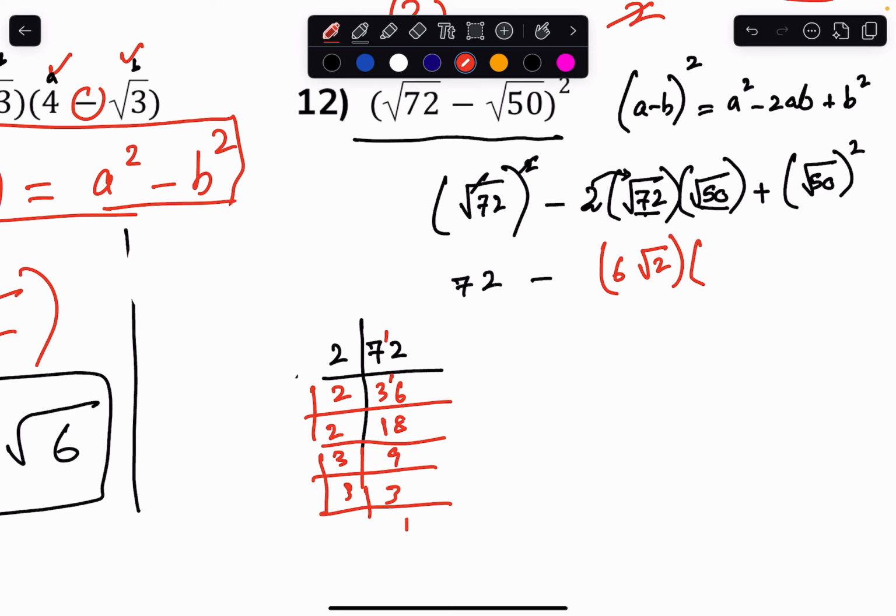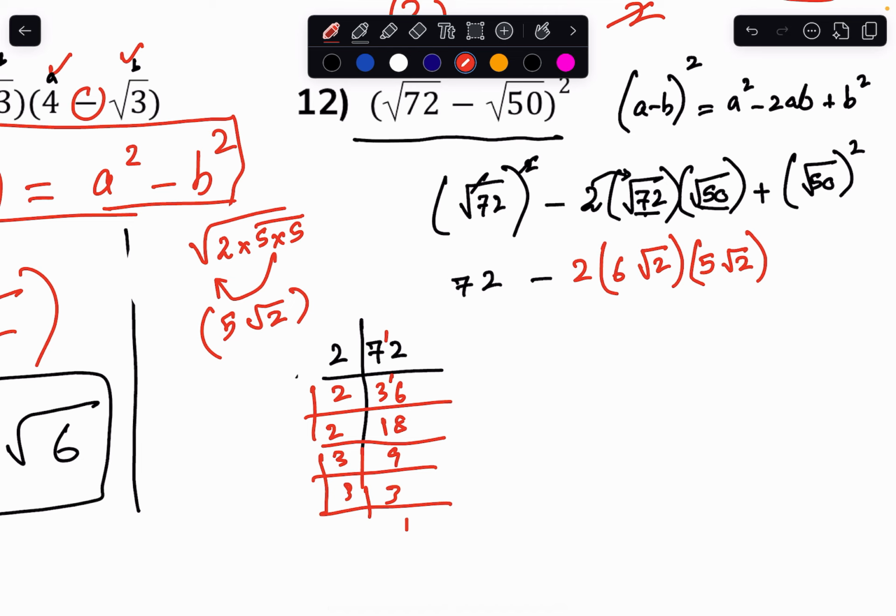Likewise, root 50 can be written as 2 times 5 times 5. Means 5 can come out. 5 root 2 can be written, right? So I am writing 5 root 2 for root 50. And this 2 stays inside. Plus root 50 again, 5 root 2 is the answer for root 50.